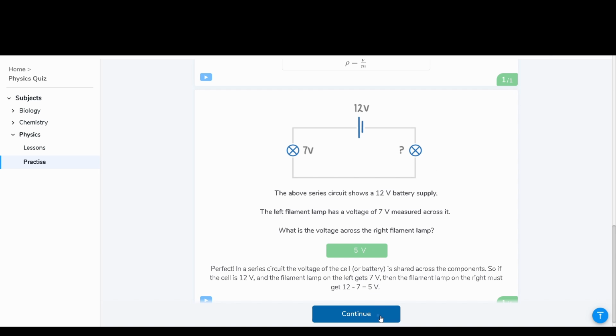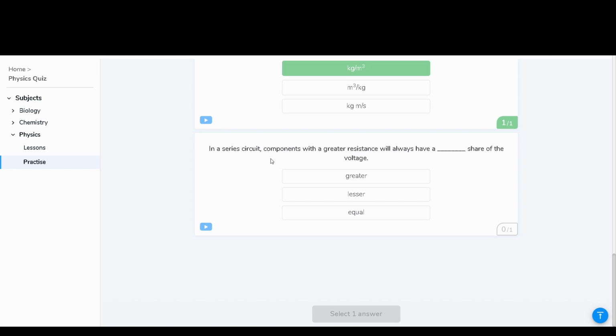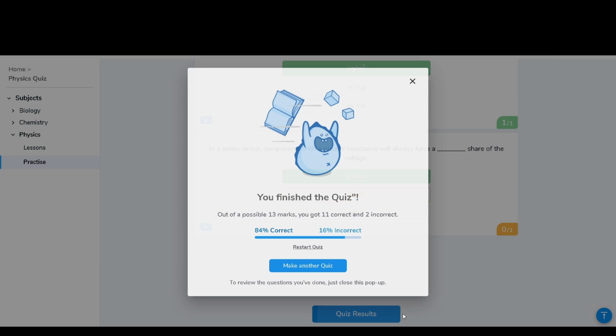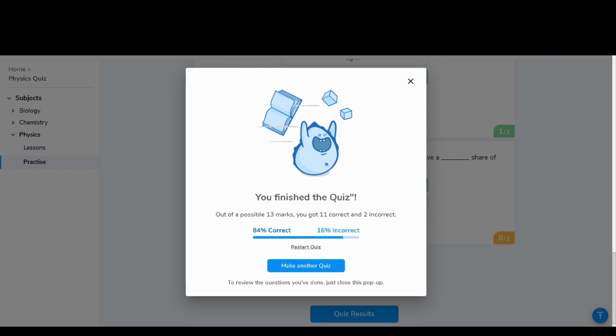Very good. In a series circuit, components with a greater resistance will always have a dash share of the voltage. Will they have a greater, lesser, or equal share of the voltage? 84%, correct. Okay, that's good, but could have done better.